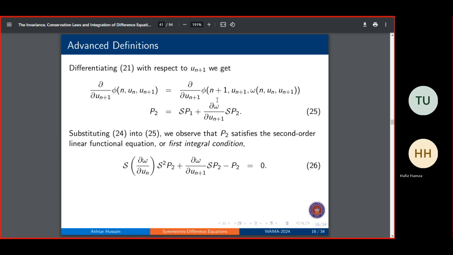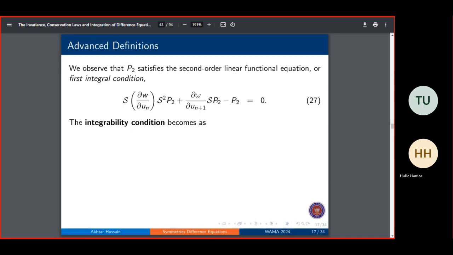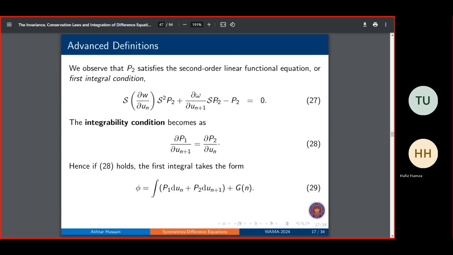Such that the integrability condition is given in 27, and the integrability condition that is hold is given in 28. So hence we have the first integral that is given in 29.